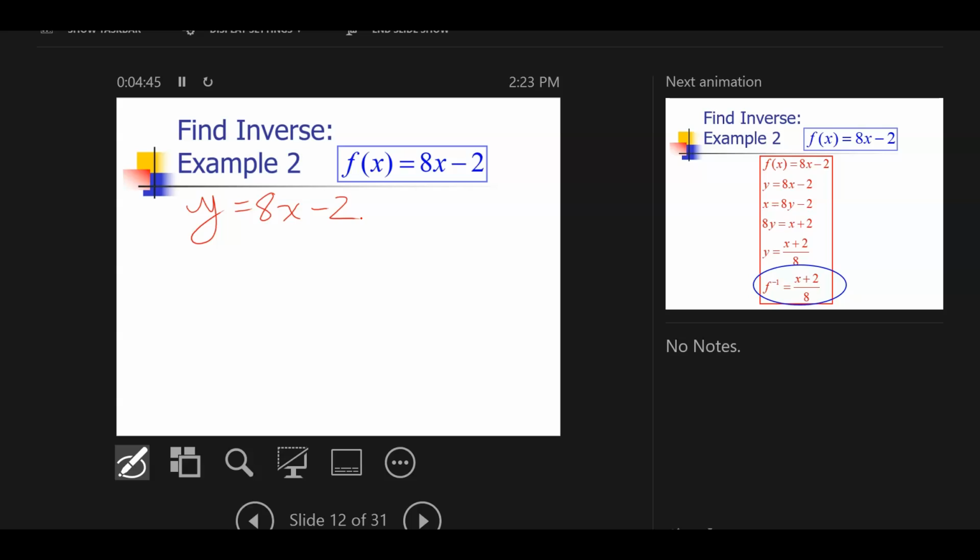Okay. 8x minus 2, right? Now, next step. What do I do with x and y? Switch them. So x equals 8y minus 2. Easy. Now, step 3. Solve for y. Now, what do I need to get rid of first? The loner. What's the opposite of minus 2? Plus 2 on both sides. So, plus 2, plus 2.